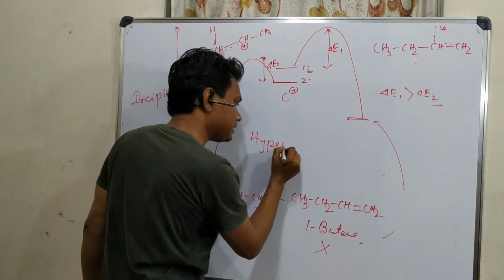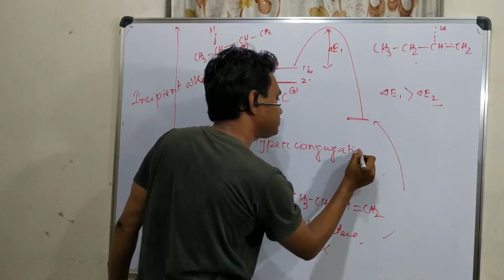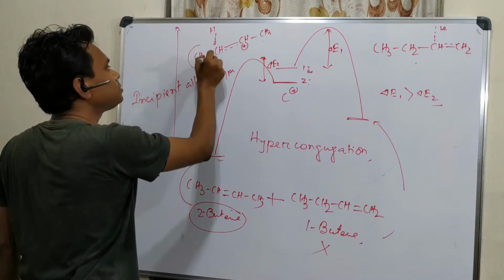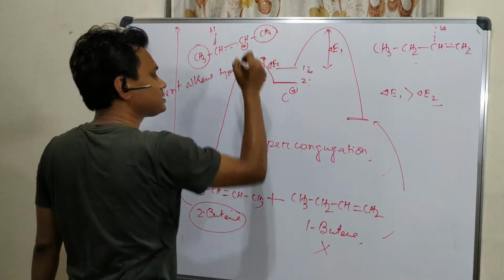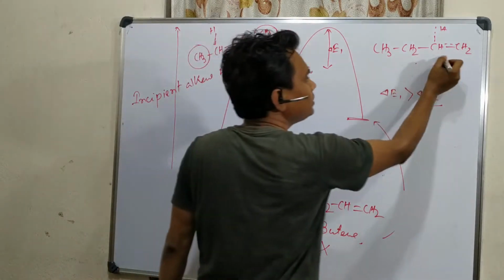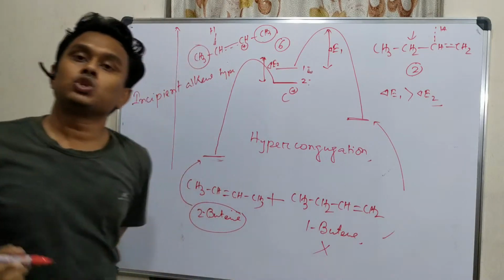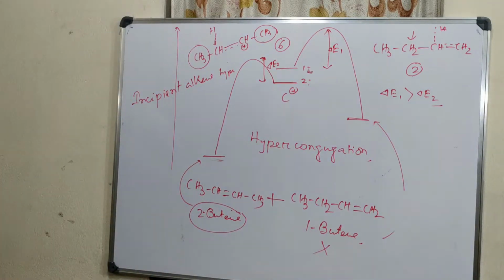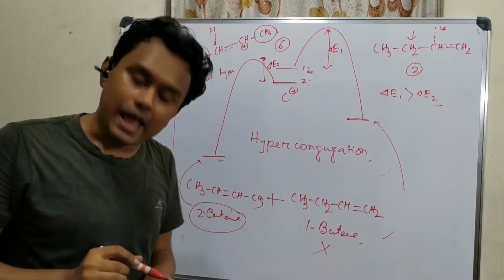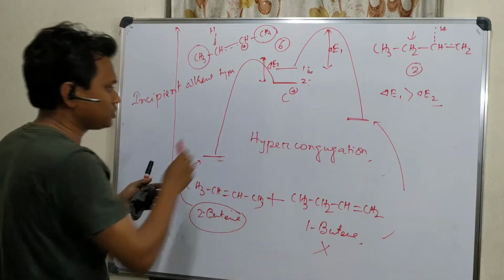The main factor is hyperconjugation. Here you can see 3 plus 3, 6 hydrogens are involved in hyperconjugation, but here only 2 hydrogens are involved. So the more hydrogens involved in hyperconjugation, the more it will reflect the stability of the alkene. So that is the reason that this product is not obtained, this is obtained.